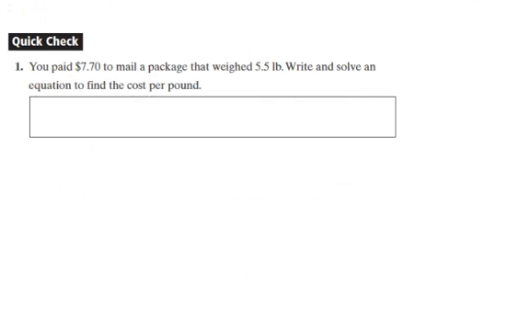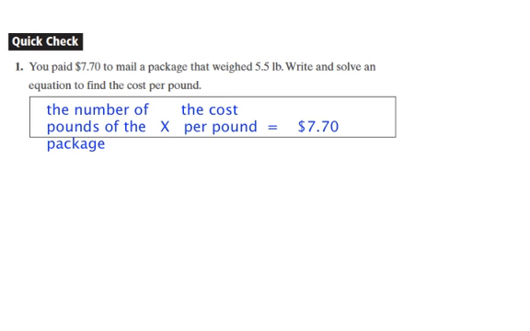For quick check number 1, you paid $7.70 to mail a package that weighed 5.5 pounds. Write and solve an equation to find the cost per pound. The way we're going to figure this out is if you take the number of pounds the package weighs times the cost per pound, it's going to equal the $7.70. So that's our word formula. We're going to let C equal the cost per pound.